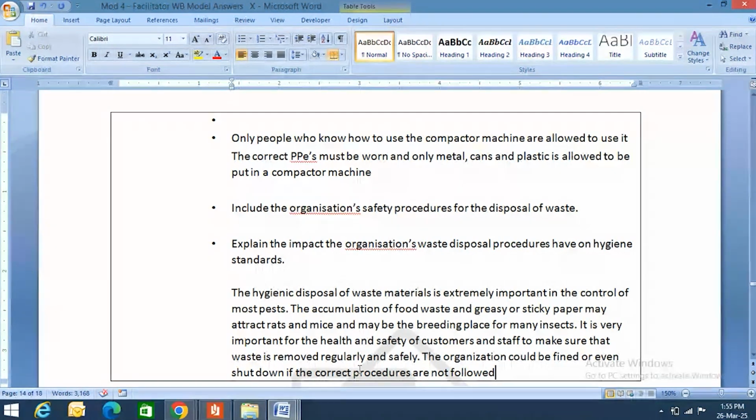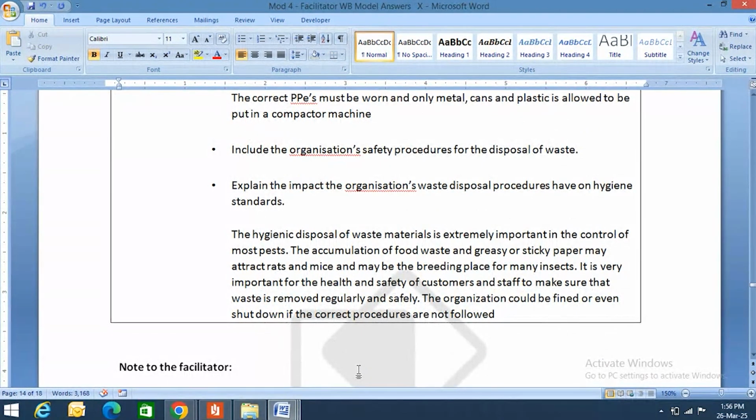Understand? So it says hygienic waste disposal. Hygienic disposal of waste material is extremely important in the control of most pests. The accumulation of food waste and grease or sticky paper may attract rats and mice and may be the breeding place for many insects. It is very important for the health and safety of customers and staff to make sure that waste is removed regularly and safely. The organization could be fined or even shut down if the correct procedures are not followed. Do you all understand? Yes, ma'am.